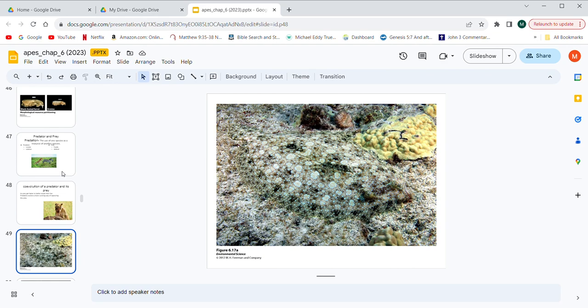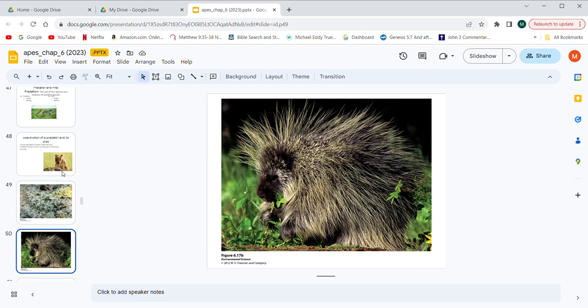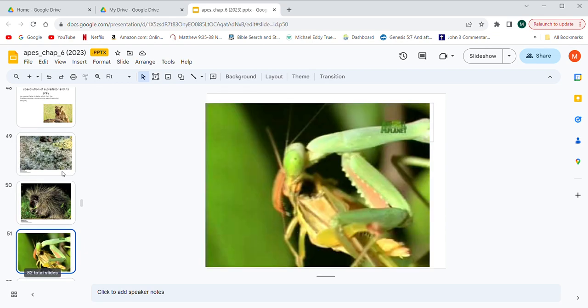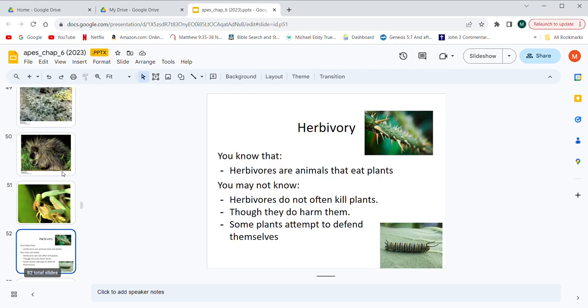I would assume, I can't remember what type of fish this is. I think it's a flounder, who rests at the bottom. There is a fish there. You can't even see it. It's so well camouflaged. Here's some armor, of course, from the porcupine. This is another video kind of showing some of the adaptations that we have.